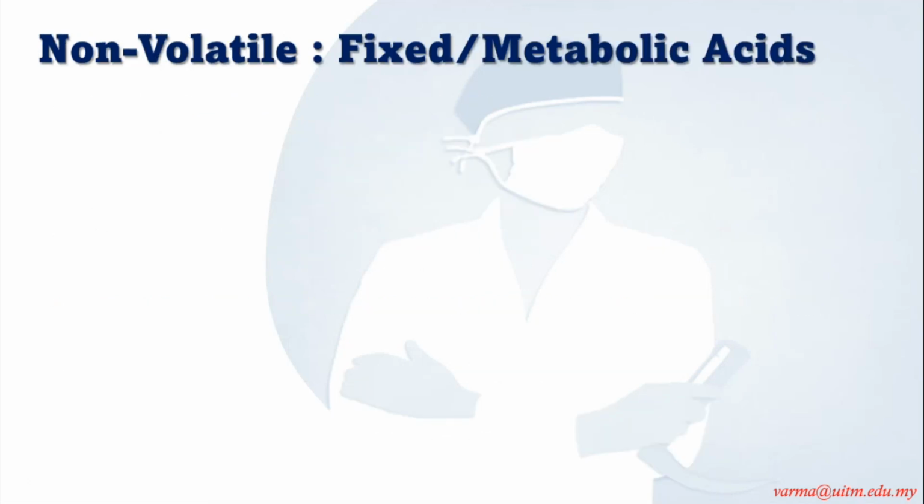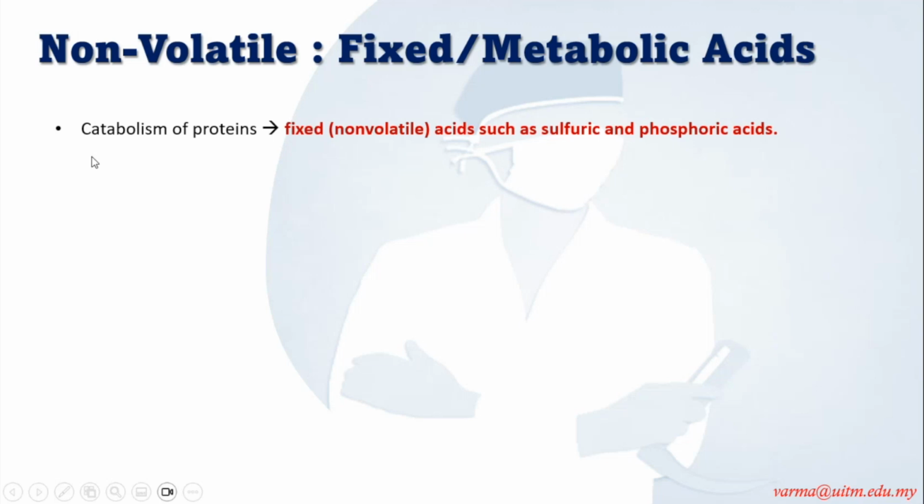Non-volatile acids, or fixed or metabolic acids, are produced from the catabolism of proteins. Okay, so it is a fixed non-volatile acid such as sulfuric or phosphoric acid. Also, anaerobic metabolism produces lactic acid, and we also have ketone bodies as well. Ketones are also considered acids, keto acids.